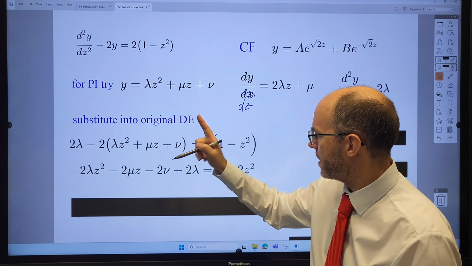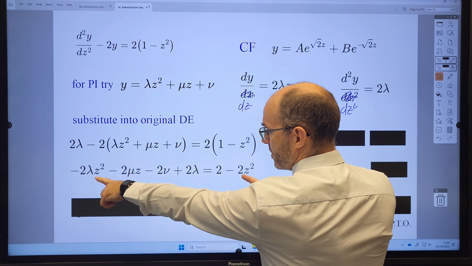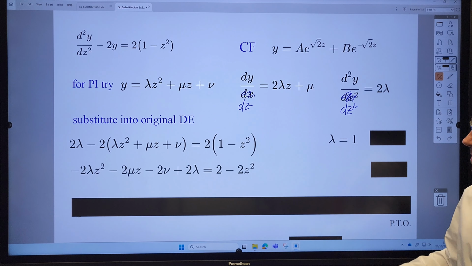On the right hand side, just expand the brackets. So equating like terms, negative 2 lambda is equal to negative 2, because it's the z squared term, so lambda must be 1. And then the z terms, that negative 2 nu must be 0, so nu is 0 there. And then the constants, negative 2 nu plus 2 lambda equals 2. Bear in mind lambda is 1, that means nu must be 0 as well. And if that is the case, our particular integral must just be y equals z squared.